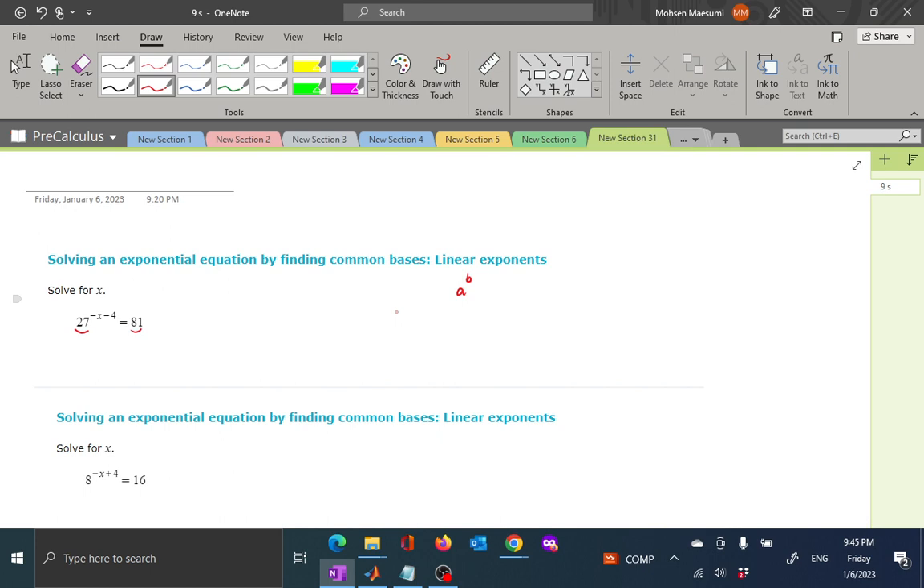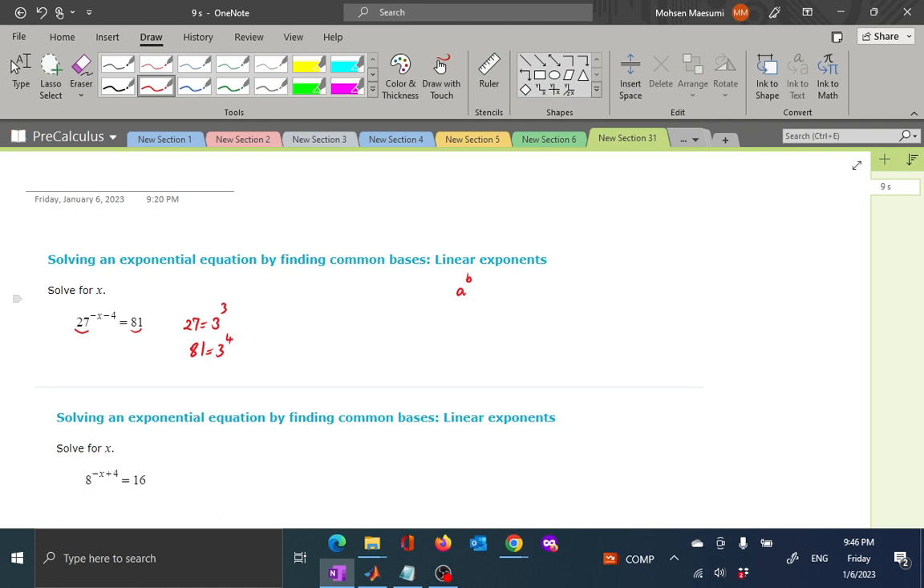Numbers on the two sides are different, but they are powers of the same base. So 27 is 3 cubed and 81 is 3 to the power of 4. The whole problem revolves around remembering these facts and then moving based on that.